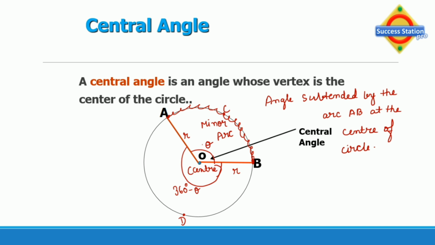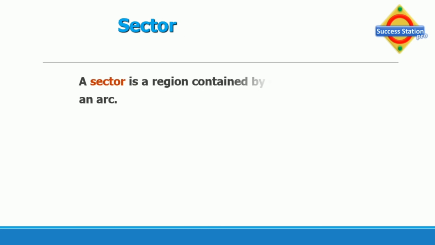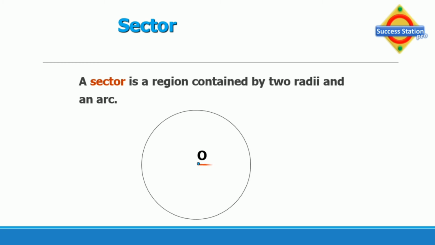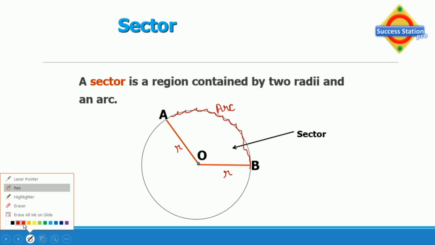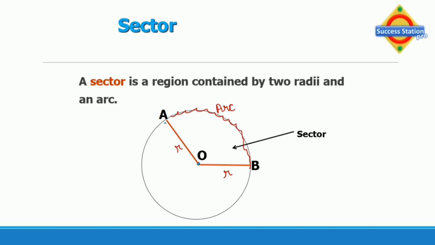Central angle is the angle subtended by the arc, such that its vertex, or the angle, is formed at the center, right? Now what is a sector? We've seen the arc, and we have seen the two radii. This is the arc we're talking about. This is radii, this is radii. The region bounded between the two radii and the arc, that is the region I am talking about.